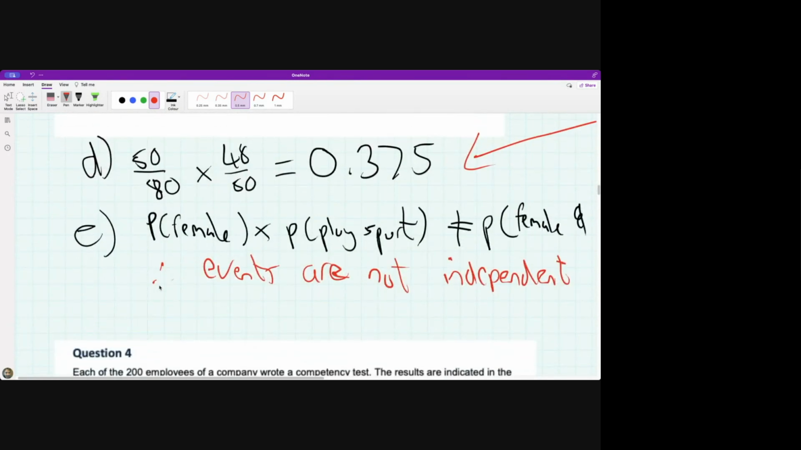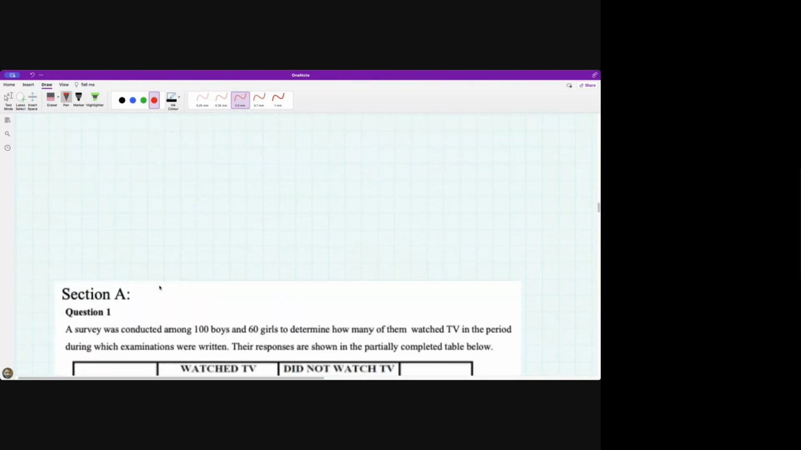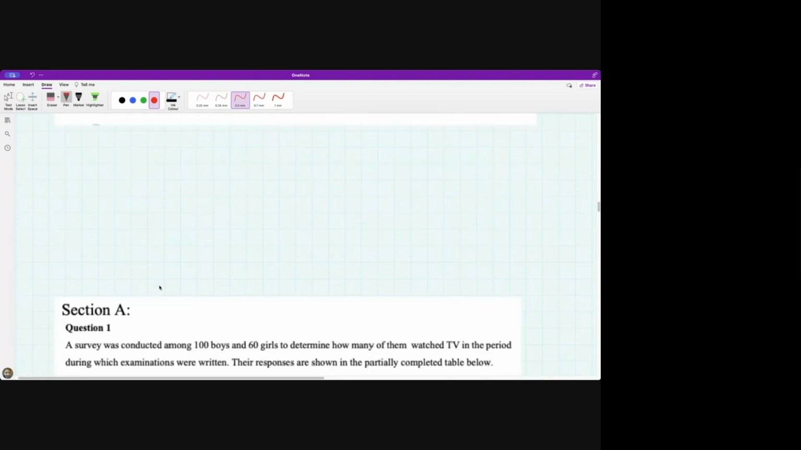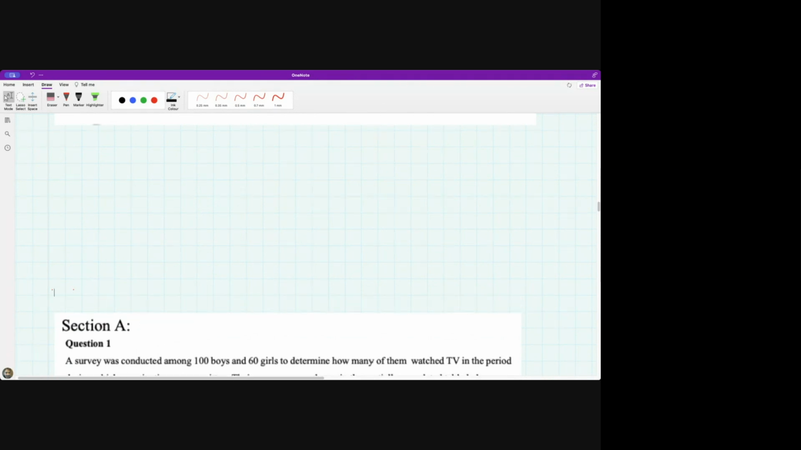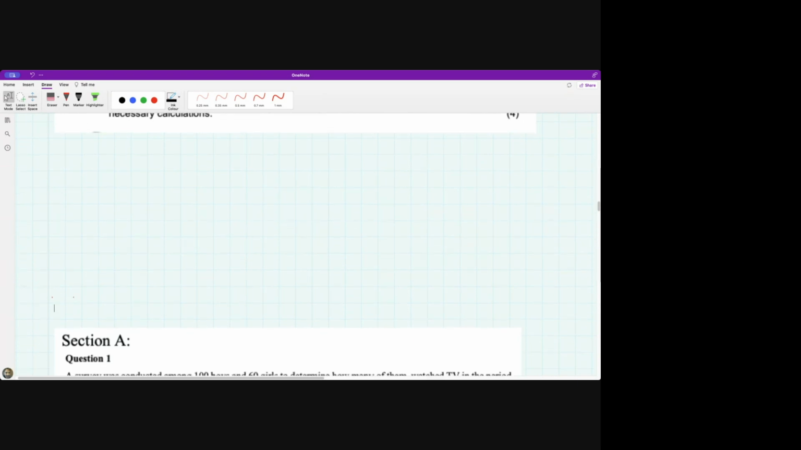So before I move on, can you give me a score out of 10 for how you're feeling about independence calculations and table data calculations so far? And then we'll do another example. I just want a score out of 10. 10 is perfect, 0 is nothing, 5 is okay but needs to get better. How are you feeling so far?